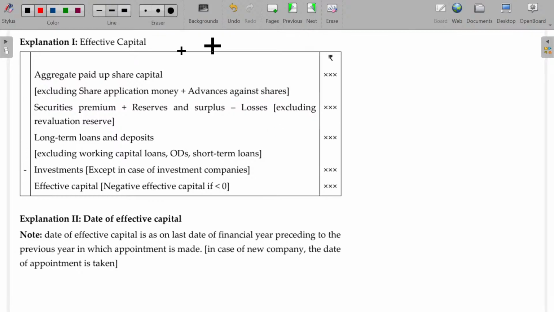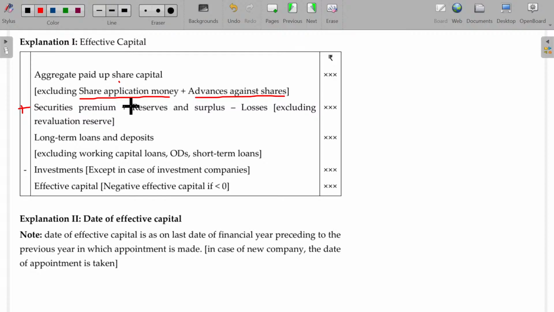Okay. So this one and this one. Number one being aggregate share capital. Any application money you receive will not be forming part of share capital. Advances against shares is similar to a share warrant. Share warrants and application money pending allotment, these two are excluded. Only pure share capital will be taken.